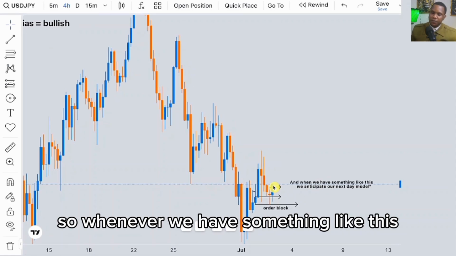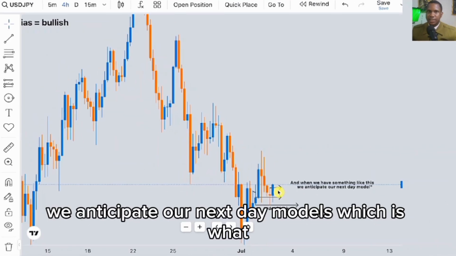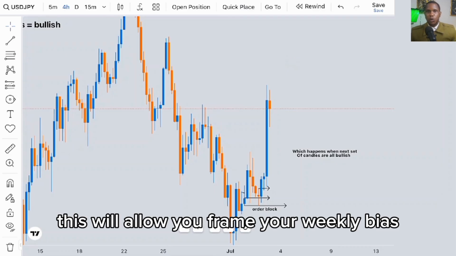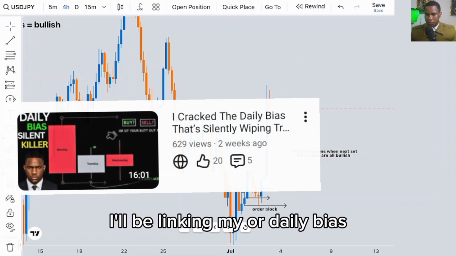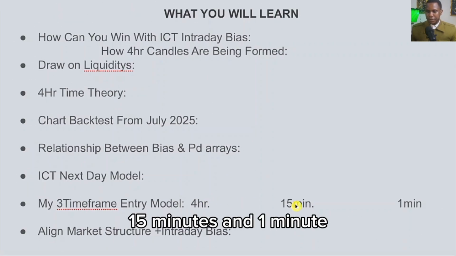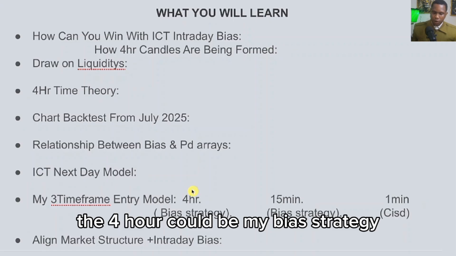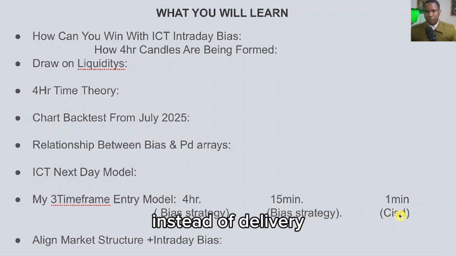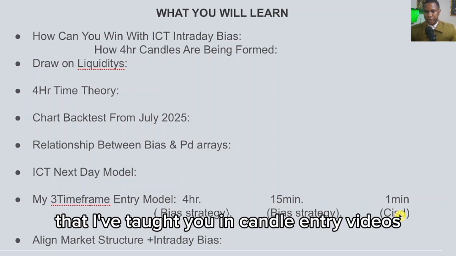So whenever we have something like this, we anticipate our next day models, which is what, when we have series of bullish candles. This will allow you frame your weekly bias. I'll be linking my daily bias video at this video's description. You don't want to miss this. My trade time frame entry model using this: I'm gonna be using the 4 hour, 15 minutes, and 1 minute. The 4 hour gonna be my bias strategy. The 15 minutes I'm gonna use my bias strategy as well. 1 minute gonna be what, changing state of delivery that I've taught you in candle theory videos.